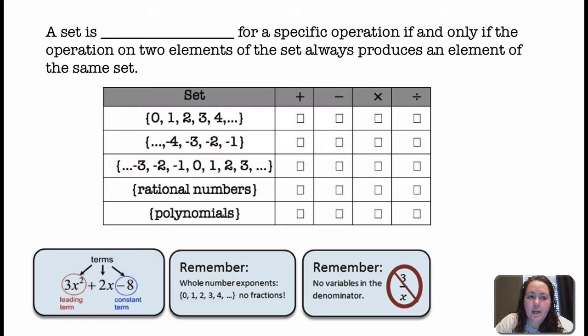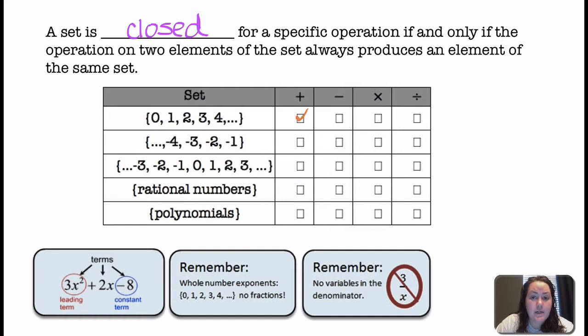A set is closed for a specific operation if and only if the operation on two elements of that same set always produces an element of that same set. So our first example, we have the numbers 0, 1, 2, 3, 4, and so on. All of our whole numbers are 0 and bigger, increasing by ones. If I take 1 and add 5, I get 6, which is also a whole number. Any whole numbers that I add together, I'm always going to get a whole number. So it is closed under addition.